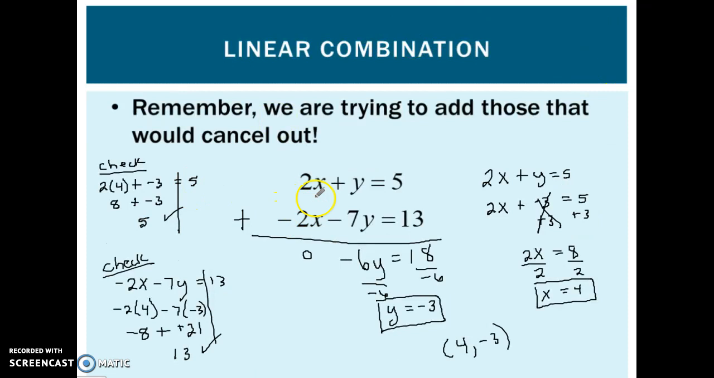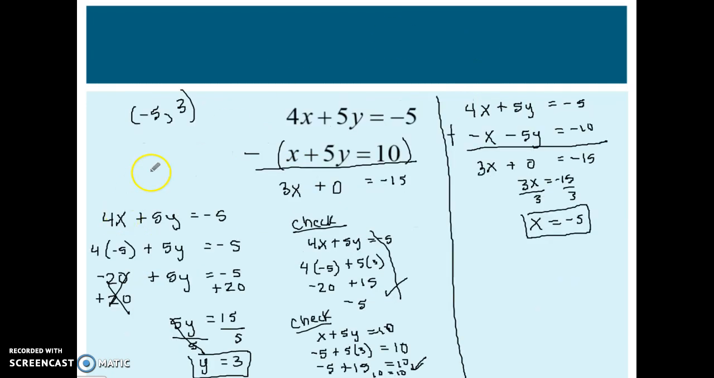The other example, when the signs are opposites like this, you can just add, and then you'll get one of your variables to cancel out, and you're left with just one to continue to solve. Make sure that you double check your answers. Do the check for both equations to ensure that your answer is correct.